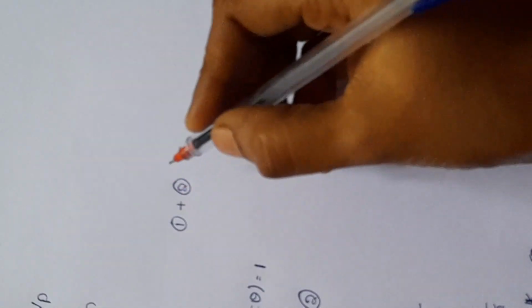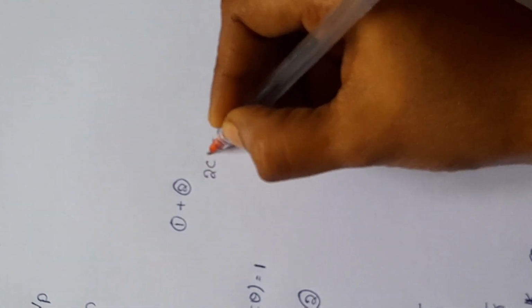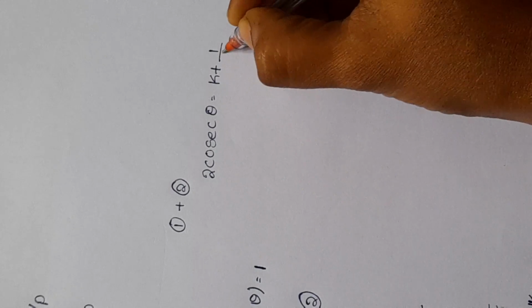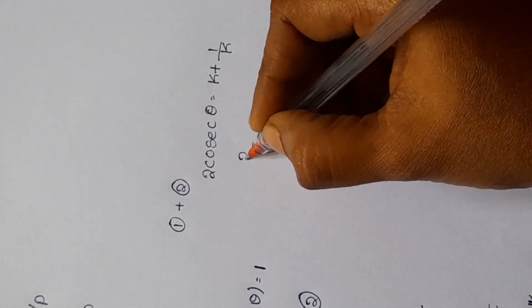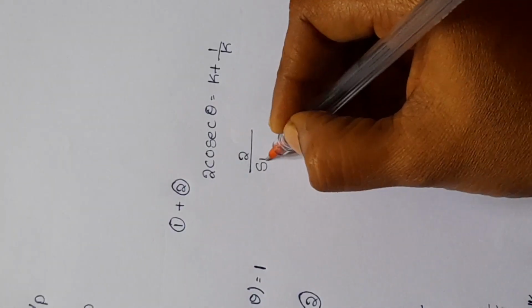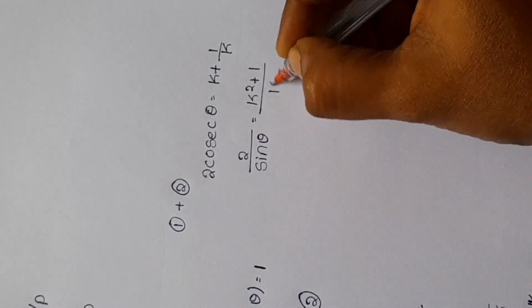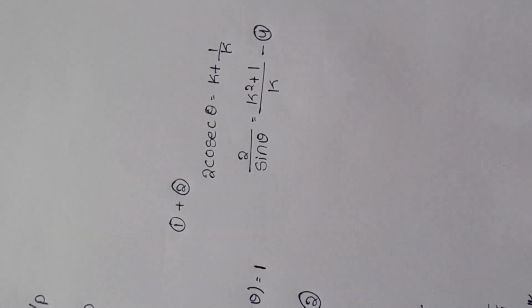Now by adding first and second equation, we get 2 into cosecant theta is equal to (k square plus 1) by k. Cosecant theta can be written as 1 by sin theta. 2 by sin theta is equal to (k square plus 1) by k. Let it be the fourth equation.